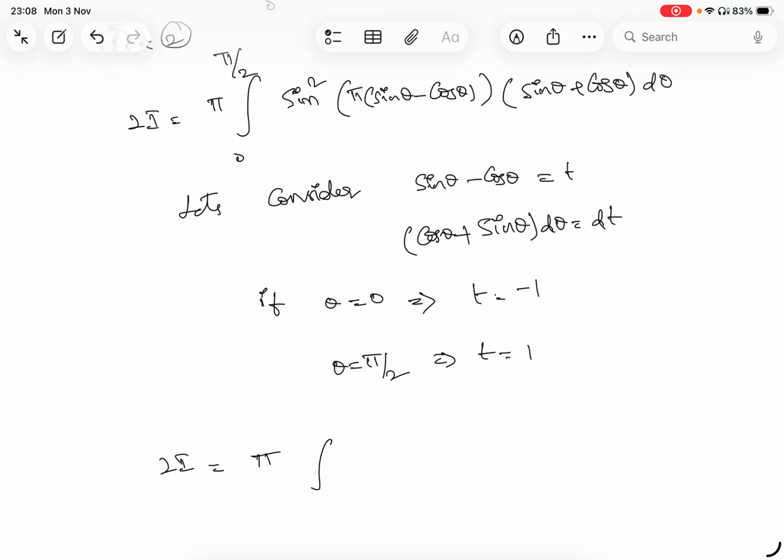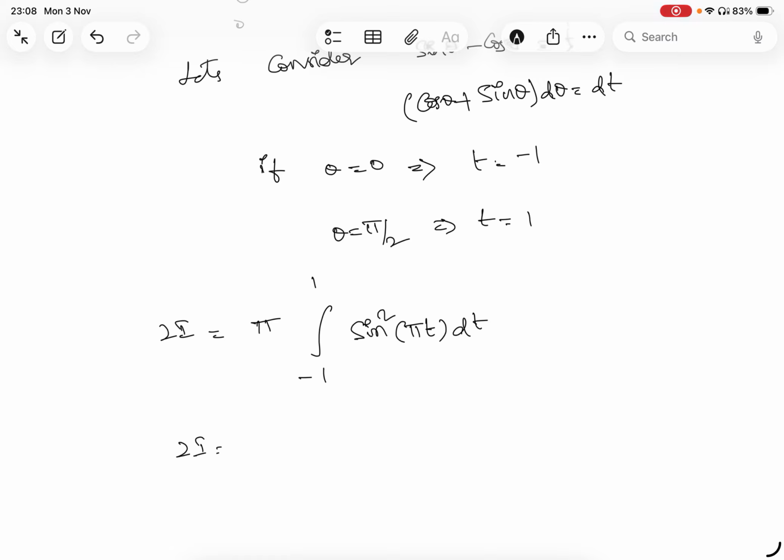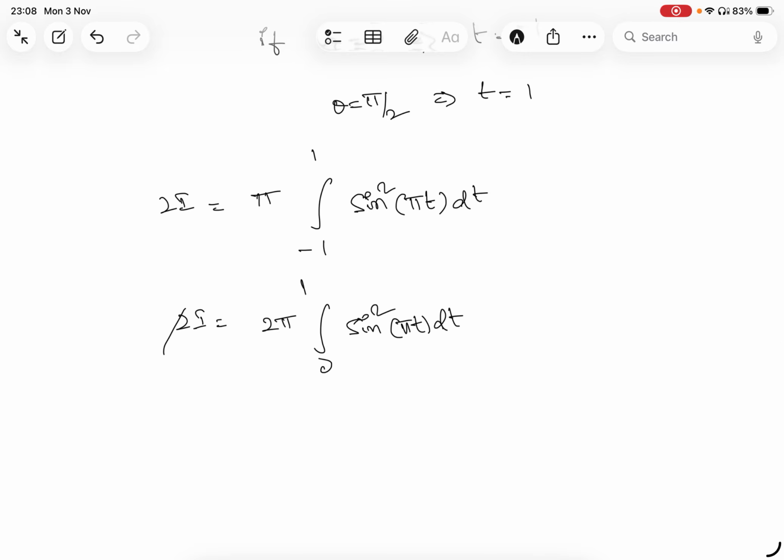So finally, 2I equal to pi into the integral from minus 1 to 1 of sine square of pi into (sin theta minus cos theta), which is t, times (sin theta plus cos theta) d theta, which is dt. As you can see here, this is an even function. So you can write this as 2 pi into integral 0 to 1 sine square of pi t dt. Fine, we can cancel the 2 from both sides. Now this is simple, right?